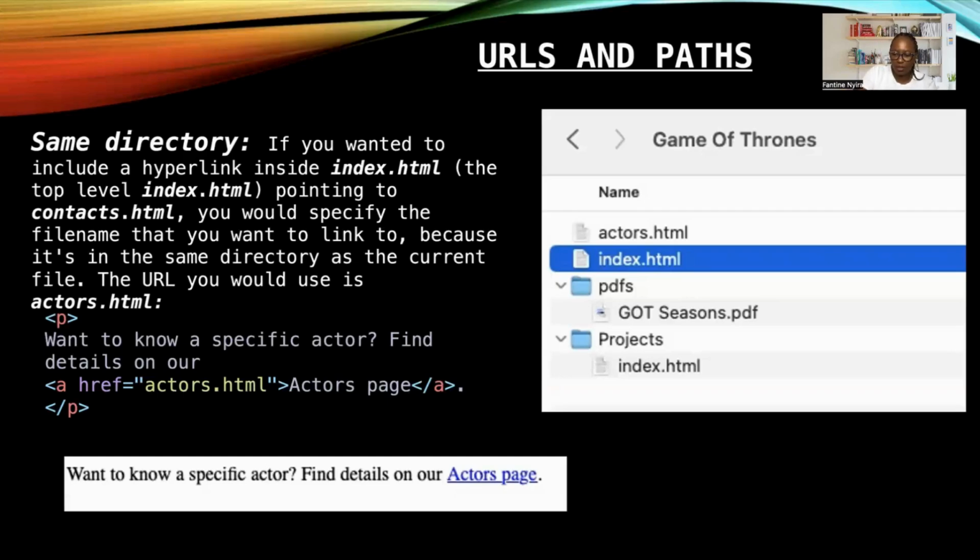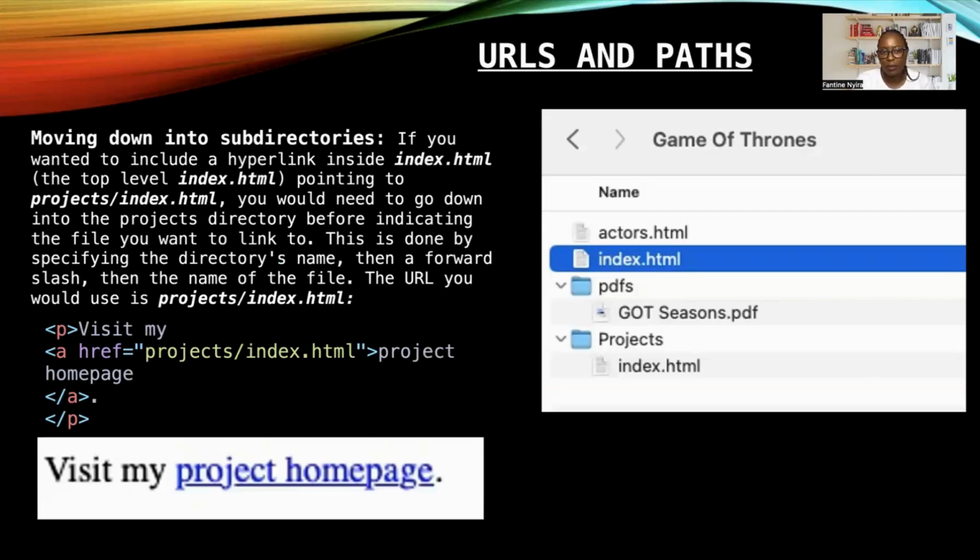All right, so this is how it looks. Moving down into subdirectories, if you want to include a hyperlink inside index pointing to the project index.html, you need to go down into the project directory before indicating the file you want to link to. This is done by specifying the directory's name, then a slash, then the name of the file. So the URL here will be project/index.html, because they are not on the same level, so you have to go inside that directory.